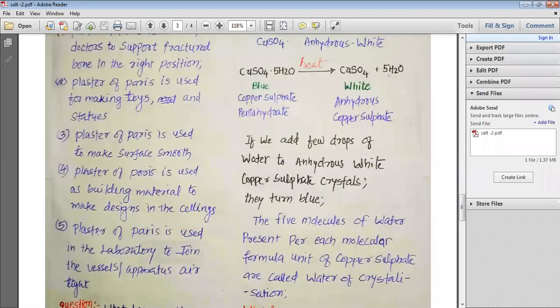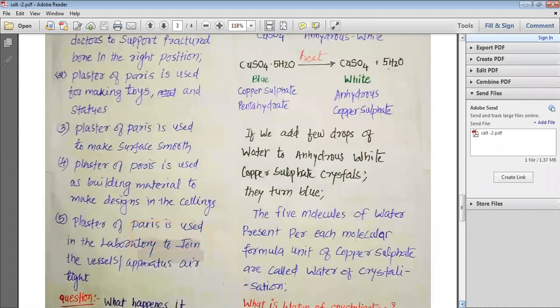Plaster of Paris is used for making toys and statues. It is also used for the preparation of chalk pieces. Plaster of Paris is used to make surface smooth. So whenever there is any surface, and if we apply the wet plaster of Paris, that is the mixture of plaster of Paris and water, the surface becomes smooth because plaster of Paris is a smooth powder.